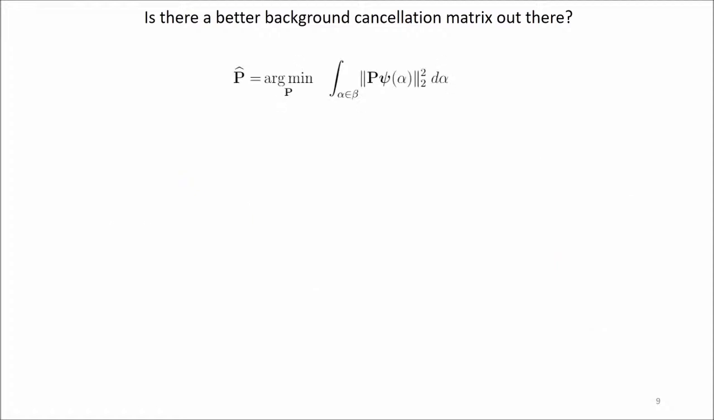Instead, we propose sampling the point light function for various alphas and stacking results as columns in a background matrix P.